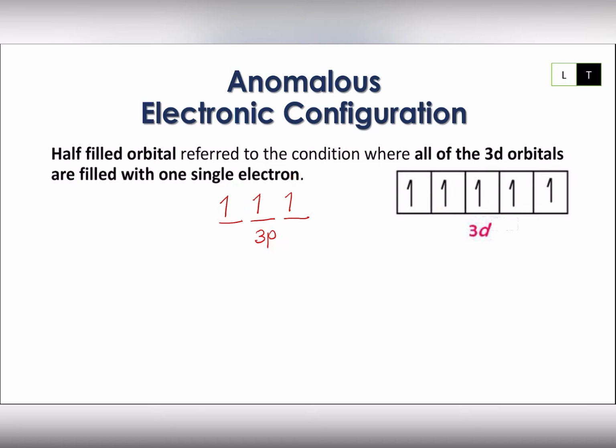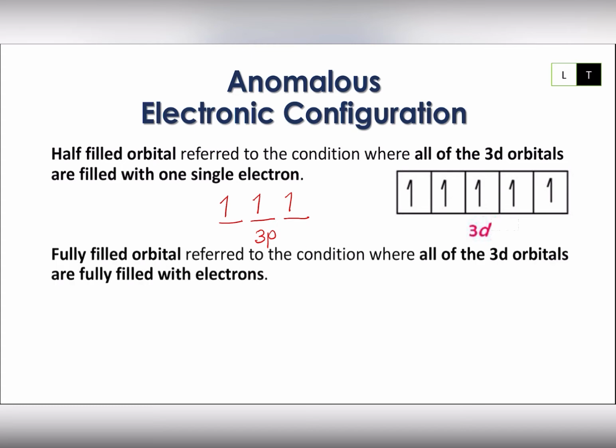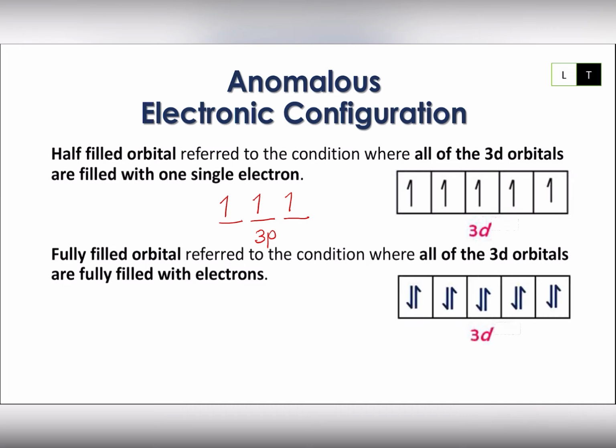Next, we have another term, fully filled orbital, which is referring to the condition for all of 3d orbital are fully filled with electrons. For example, you can see 3d10. You got each room 2 electrons of it. So, untuk case when you have chromium and copper, is going to have its explanation for the electronic configuration based on these terms, half filled orbital or fully filled orbitals, because these orbitals are more stable.